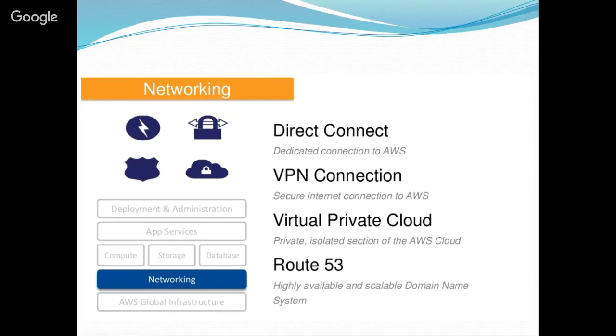Route 53. Route 53 is the DNS service provider in AWS. This is a very powerful DNS service provider. It's highly available and a scalable domain service. You can use this as your DNS service provider if you are moving to the cloud.